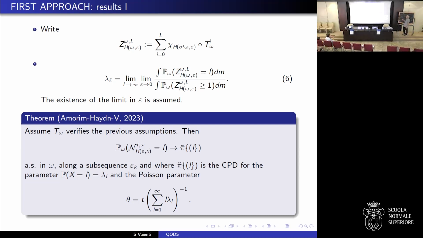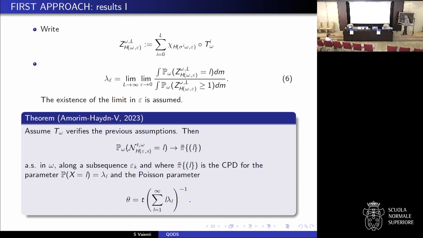The second limit is in L, where I just look at blocks of recorded time in which I'm counting the number of times I visit the set. This number L is fixed, and I go to the second limit. This defines a number, lambda L, which depends only on this L, which is the number of times I jump into the set in L time. Well, then we have this theorem.